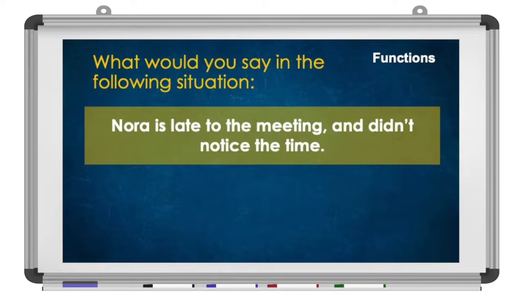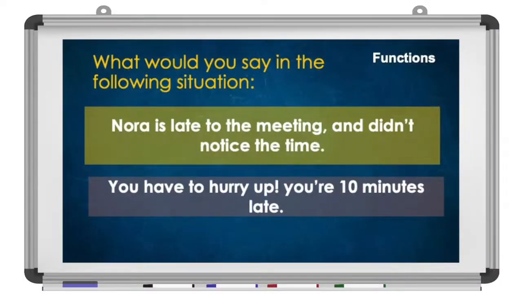Let's take a look. Now, Noura is late to the meeting and didn't notice the time. What would you say in the following situation? Imagine yourself that you're sitting with Noura, and Noura is watching television and forgot all about the meeting. Think what you would say. You have to hurry up. You're 10 minutes late. First, you're telling her to move, and then you will mention the time because she is late. Think about the situation as if you are in this situation.